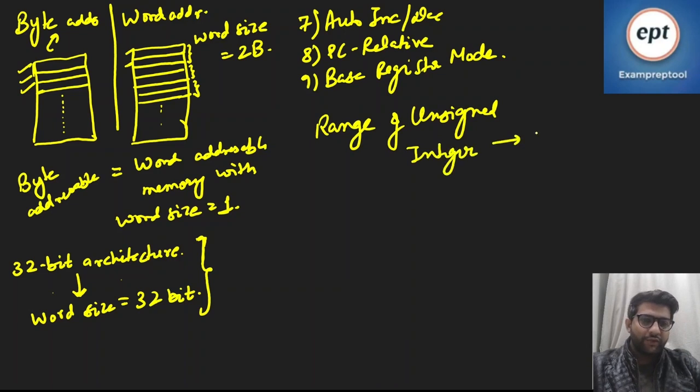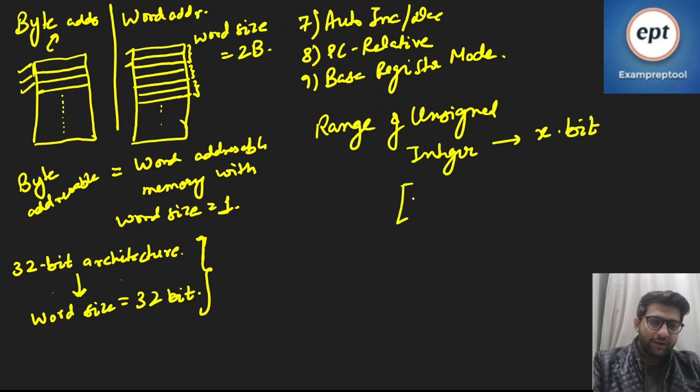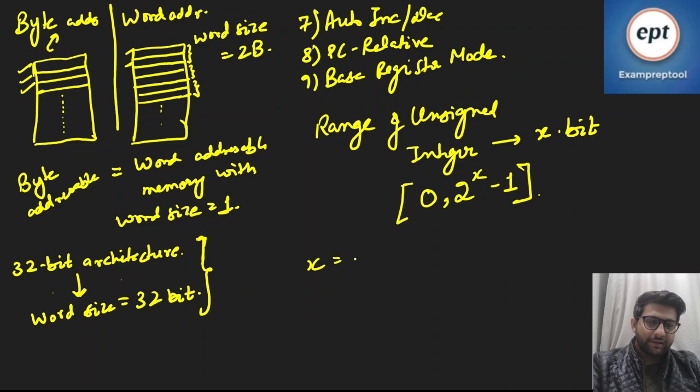So if we have an x-bit unsigned integer, then the range will be 0 to 2 raised to the power of x minus 1, right? So these are the range of unsigned integers. And here we got the value of x as 14. So that means 2 power 14 minus 1, right?